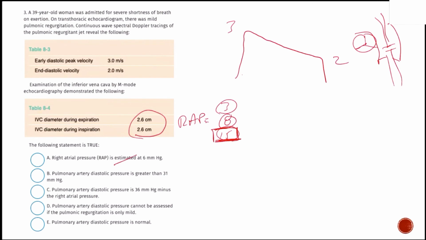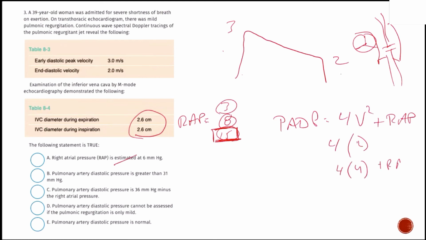So you want to calculate our PA diastolic pressure? What's the equation? Plus, right? We have to add our right atrial pressure. So 4 times which one of these? This one or this one? 2? Good. So 4 times 4, right? Plus right atrial pressure. So 16 plus right atrial pressure. So is that the right answer? 31, I'm sorry. I'm just being dumb.